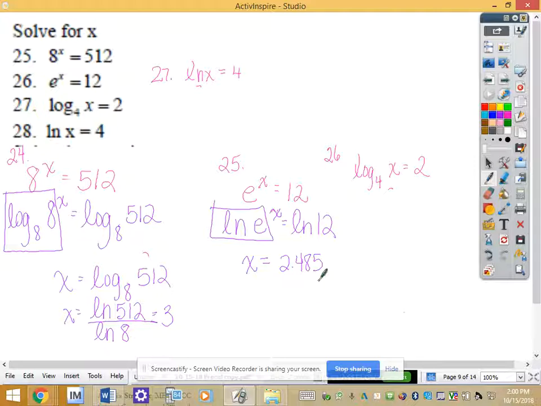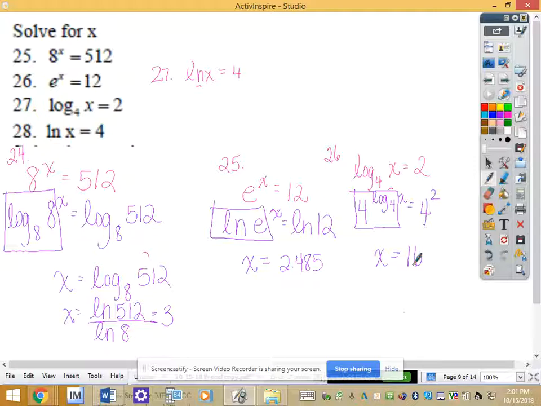For the next one, I have a log, so that means I have to create an exponent with the correct base. And my base in this case is 4. So I create an exponent at base 4, and everything goes to the exponent. What I do to one side, I must also do to the other. So the log of base 4 and the exponent of base 4 cancel each other out, and x is equal to 4 squared or 16.